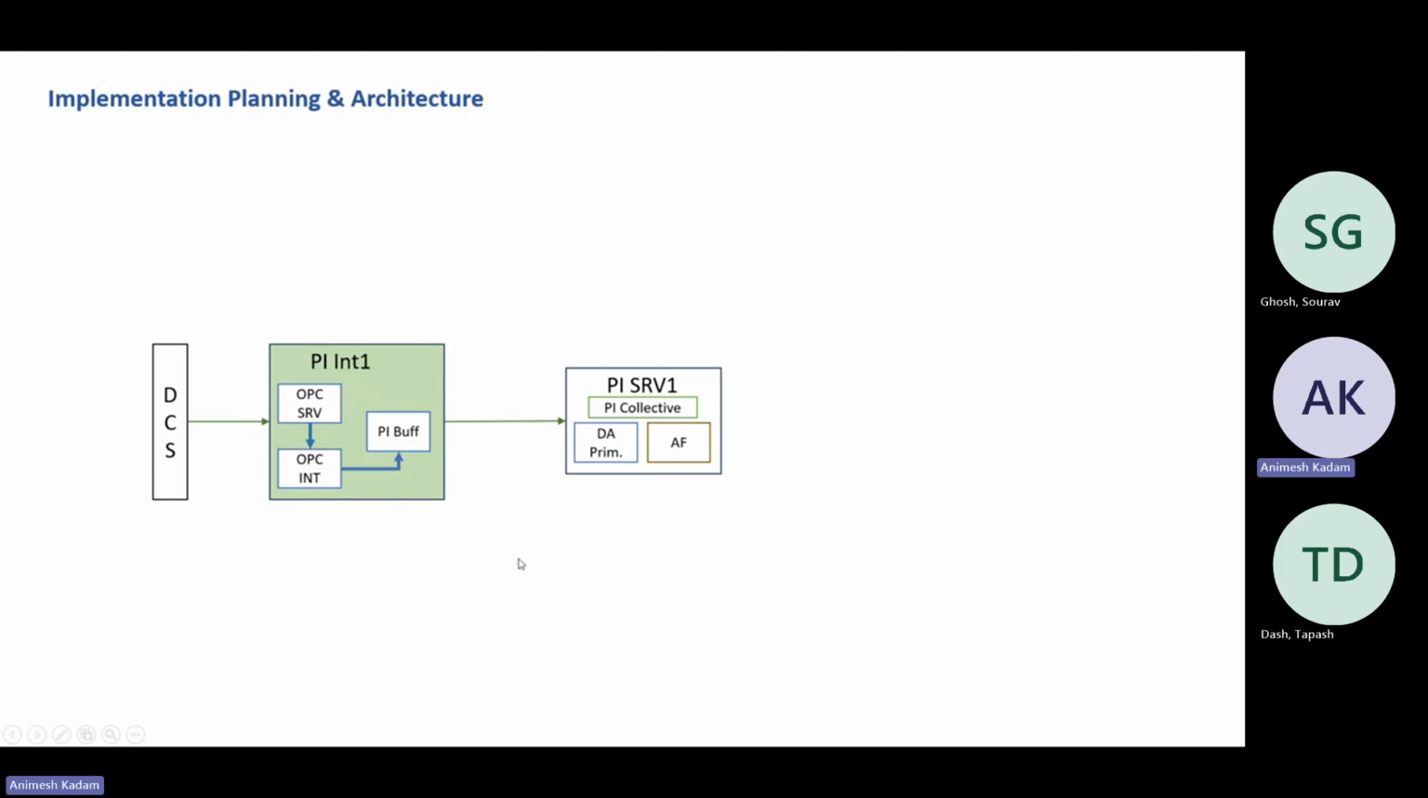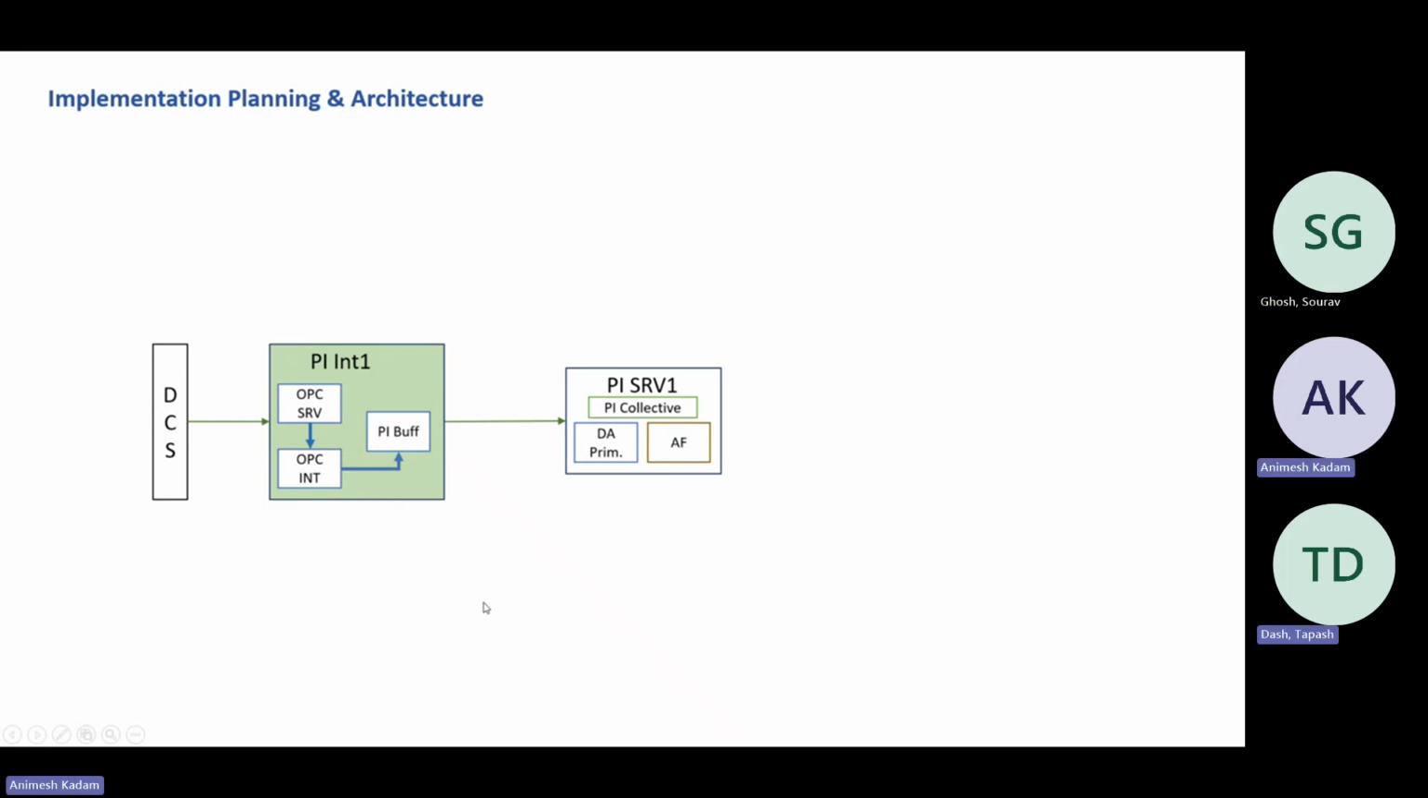The buffer only works in the case of connectivity loss between the Pi interface and the Pi server. If the connectivity is lost between the interface and the data source, you will lose the data anyway. There is no option, because data needs to come at least till the interface to buffer it. If data doesn't come to the interface itself, you will lose that data. Any question here? Yes, go ahead, Tapas.